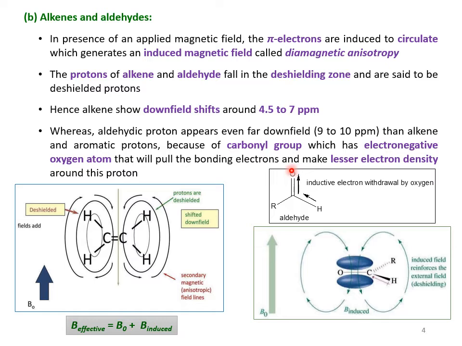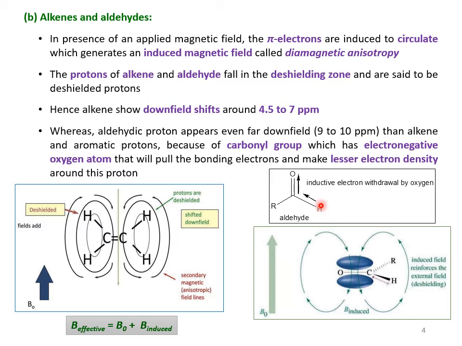This oxygen is more electronegative than this carbon, so it will pull the bonding electrons, as a result of which the electrons in the vicinity of this proton decrease. Hence, this proton is de-shielded, as a result of which this proton appears even farther downfield, in the region of 9 to 12 delta ppm.